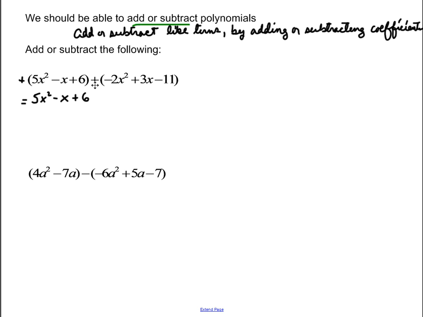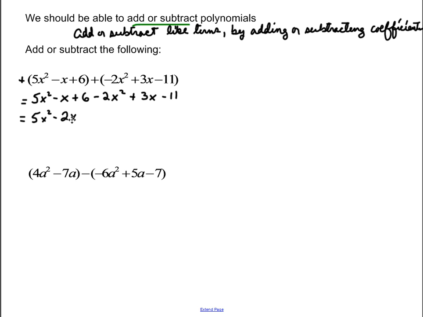We could just drop the parentheses there because we assume there's a positive in front of that, plus negative 2x squared plus 3x minus 11. Now the next step is optional, but it will help you to visualize this. And I can, by my commutative property of addition, change the positions of like terms so that they're next to each other. So 5x squared is an x squared term, and the only other x squared is minus 2x squared.